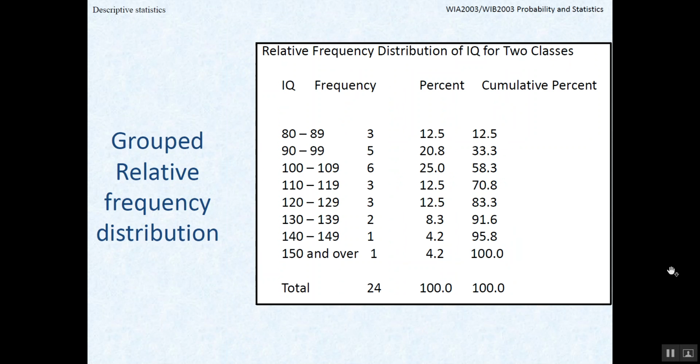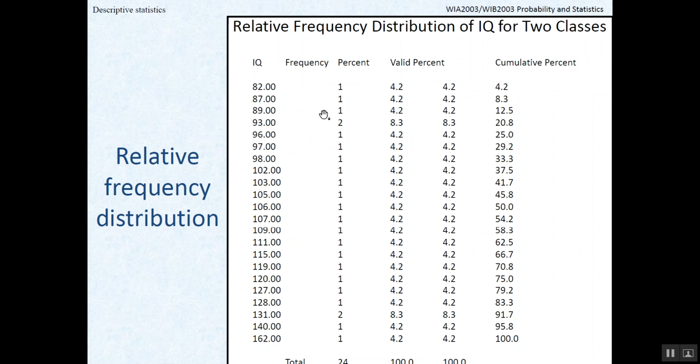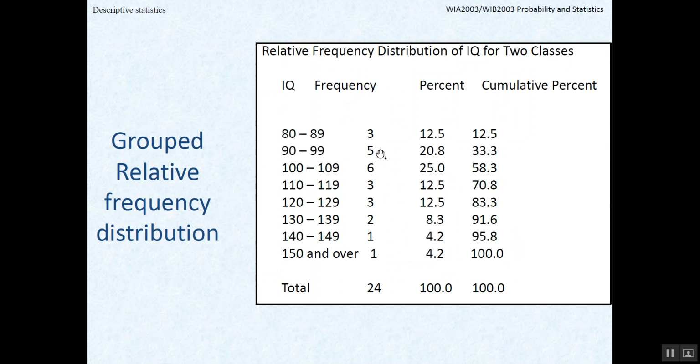Okay, the grouped relative frequency distribution is similar, right? You also calculate the frequency of each, but now you categorize or group them. In this case, we are grouping the IQ from 80 to 89. That means anything that falls between 80 to 89, you count in a group. For example, for 80 to 89, there are 1, 2, 3. So now you're grouping them. Then 90 to 99 includes 93, 96, 97, 98, so all these fall under the second group, which has a total of 5.